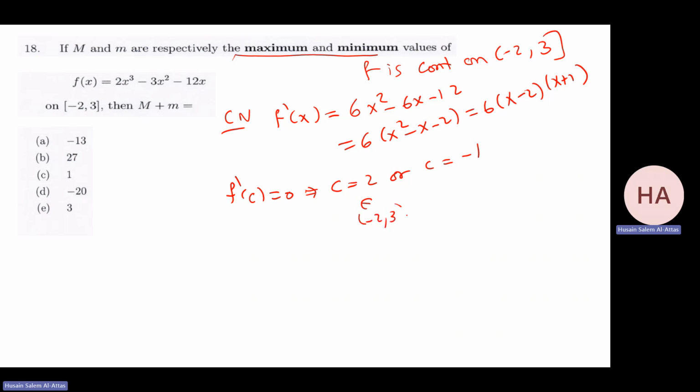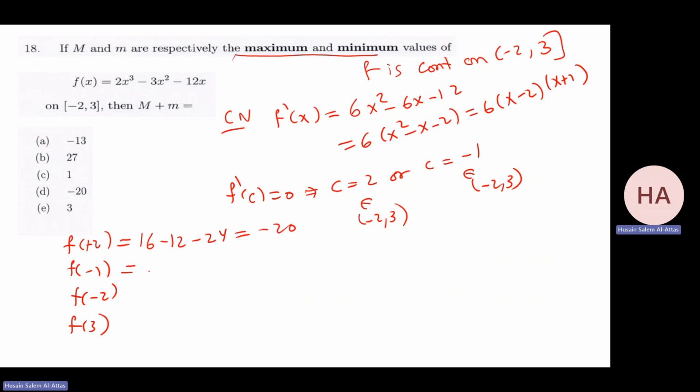This belongs to the interval, and this also belongs to the interval. So I need to check f of minus 1, f of 2, and also the endpoints, f of minus 2 and f of 3. F of 2 will be what? 16 minus 12 minus 24, and that is minus 20. F of minus 1 is minus 2 minus 3 plus 12, and that is 7. F of minus 2 is minus 16 minus 12 plus 24, that is minus 4. F of 3, 2 times 27, which is 54.